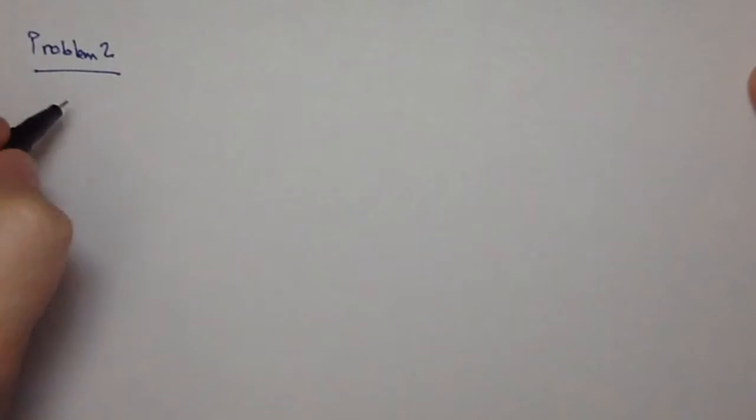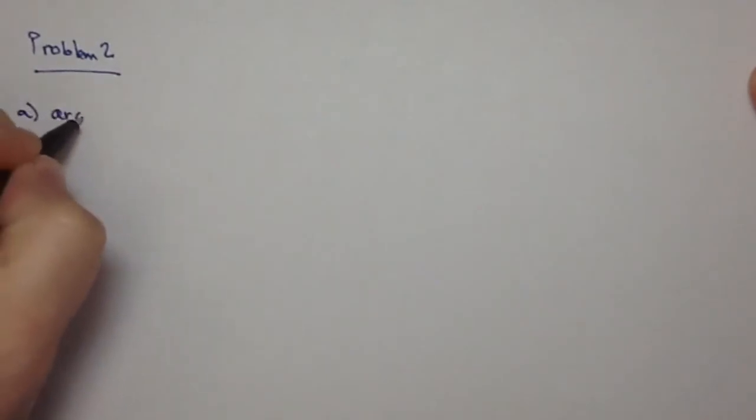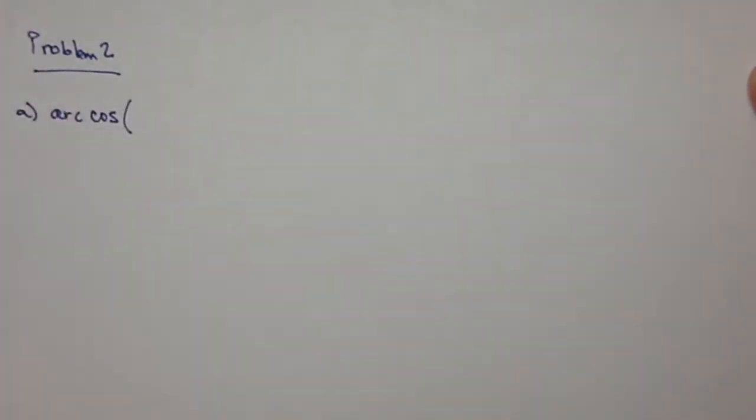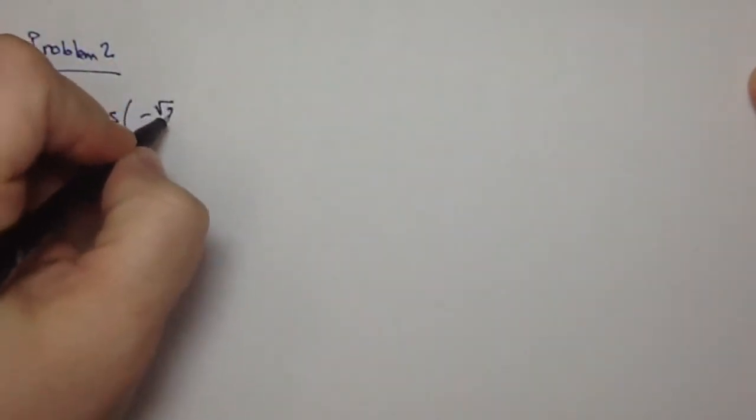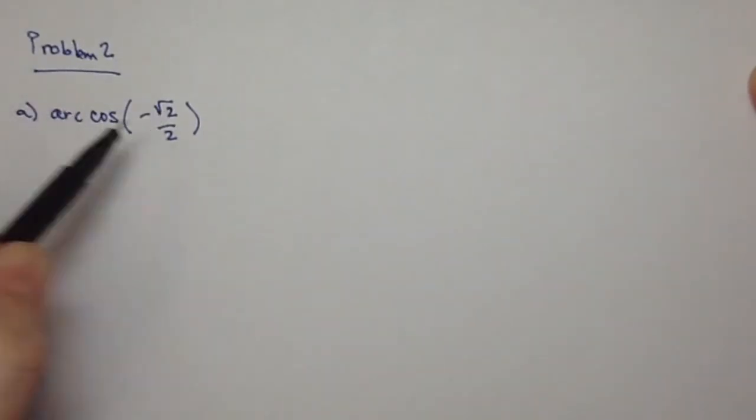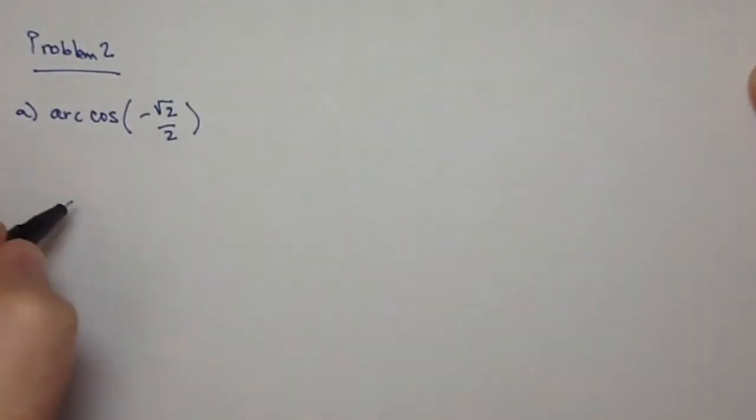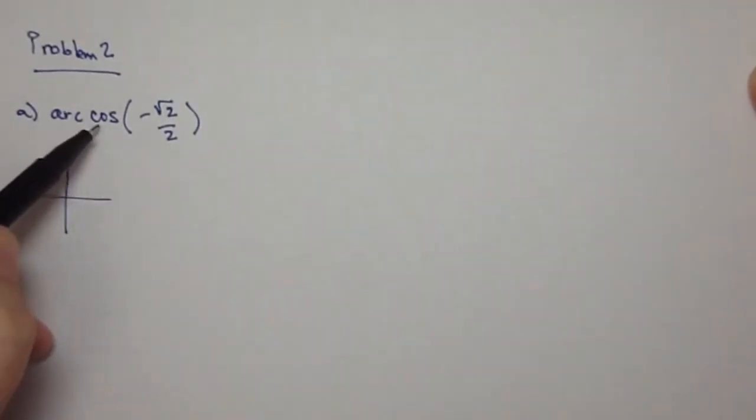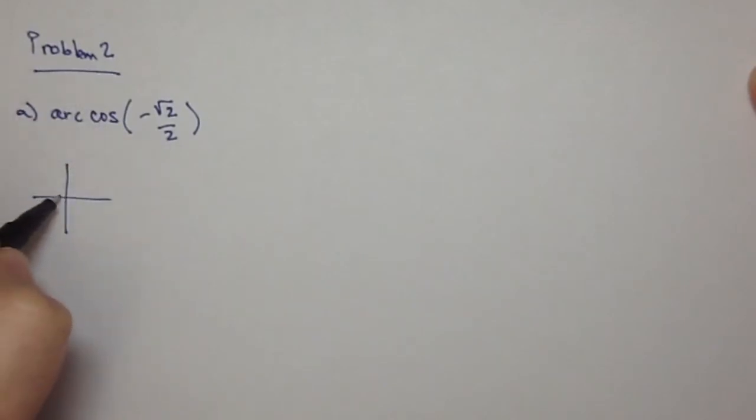Alright, 2a says, evaluate the arc cosine of negative root 2 over 2. So we're finding the angle whose cosine is negative root 2 over 2. With me, everything starts with a picture. Cosine is the x value. So we're finding the angle whose x value is negative root 2 over 2. Now I remember that's going to be these pi over 4 guys.